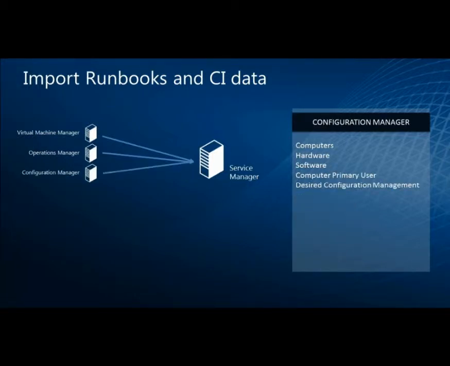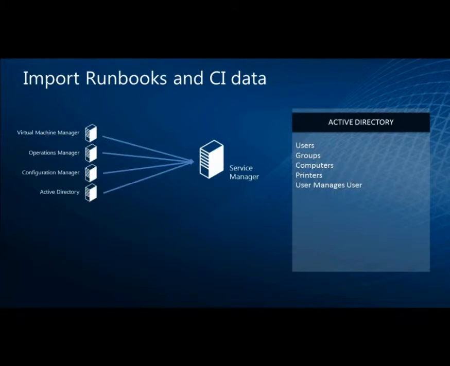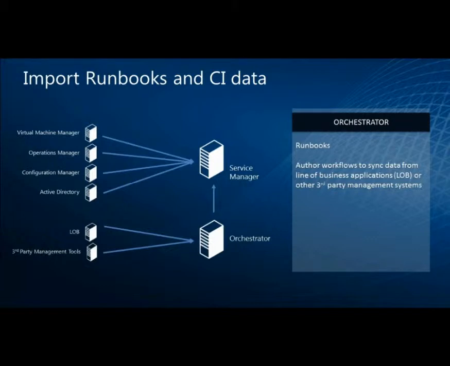Configuration Manager, we pull in computers, hardware, software, primary user information if you're using Asset Intelligence inside Configuration Manager, as well as desired configuration management compliance data. So if a customer is using DCM, desired configuration management, as part of Configuration Manager, we can monitor for non-compliance within DCM and actually create an incident inside Service Manager. From Active Directory, we get information about users, groups, computers, printers, and user manager. And then through Orchestrator and Orchestrator runbooks, we can actually pull data from those third-party applications or line of business applications into our CMDB and reference that data as well.